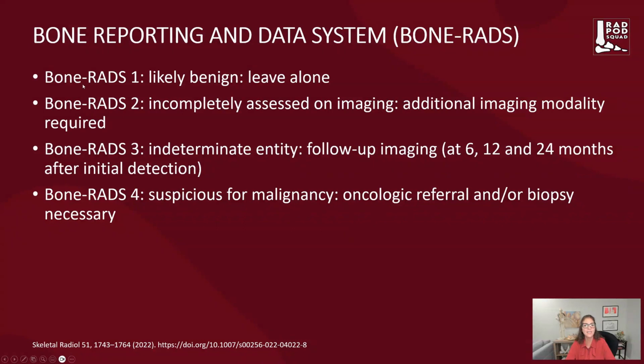This helps us divide lesions based on their signal and imaging characteristics. If we can figure out what the lesion is, we can decrease our utilization costs. Bone RADS 1, likely benign, leave it alone. Bone RADS 2, this is not assessed on this particular study. We need to do an additional study. Bone RADS 3, indeterminate. We need to bring them back for imaging and periodically survey the lesion to see if it's changed, and that will be at different intervals. Bone RADS 4, suspicious for malignancy, oncologic referral and/or biopsy may be necessary.